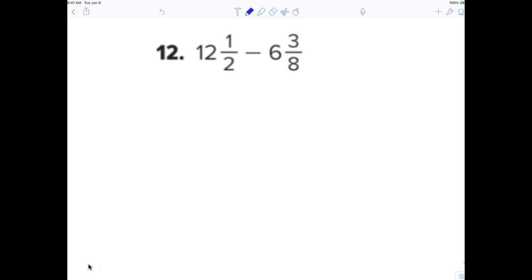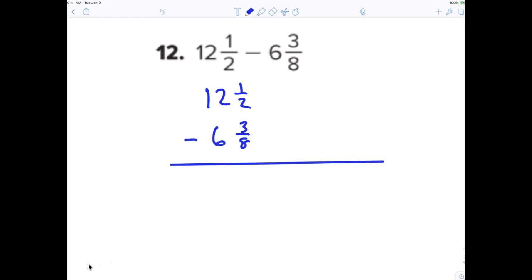Let me hear Sean. So 12 and 1/2 minus 6 and 3/8. Explain this, please. Okay, so 12 and 1/2 is the same as what? Good. Stop there. Does anybody have an issue with that being 12 and 4/8? Minus 6 and 3/8. So tell me. 6 and 1/8. Very, very nice.